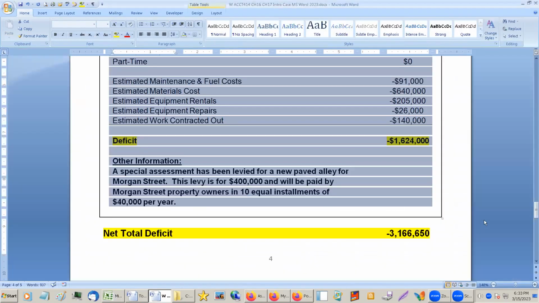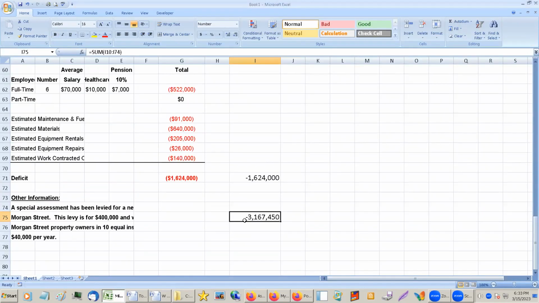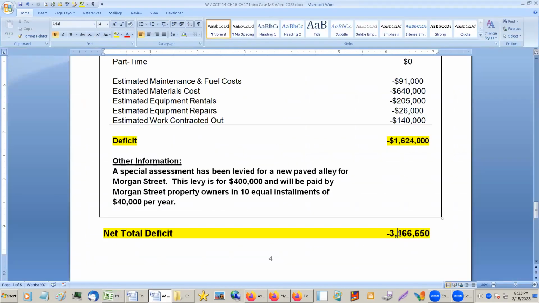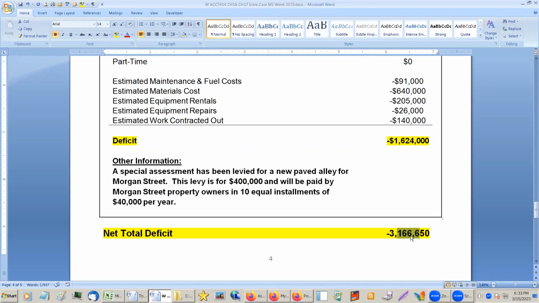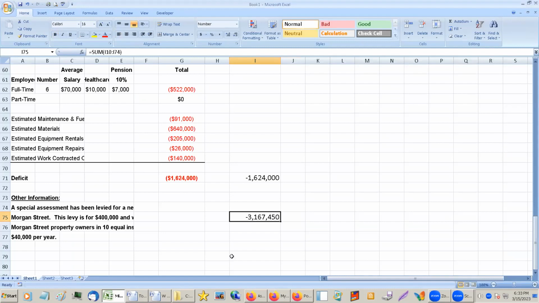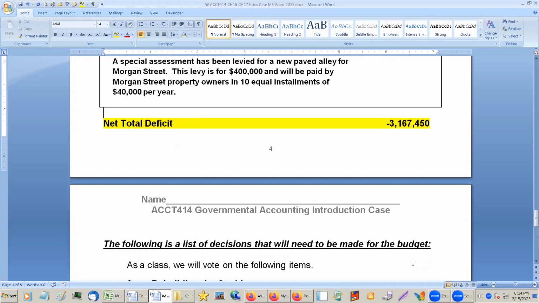All right, I came up with two different numbers. What did you guys come up with? I got the same number. Which one? 3,167,450. Oh, okay. You get this number. Yeah. Oh, then this one's wrong then. 67. Okay. 167,450. Okay, very good. So this is our total deficit we have so far.